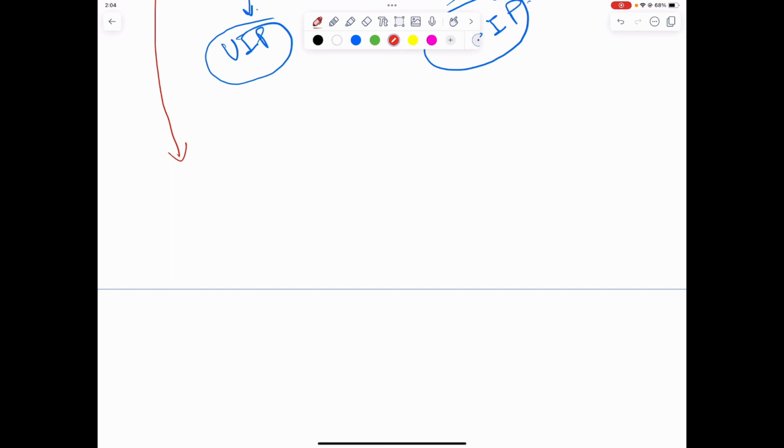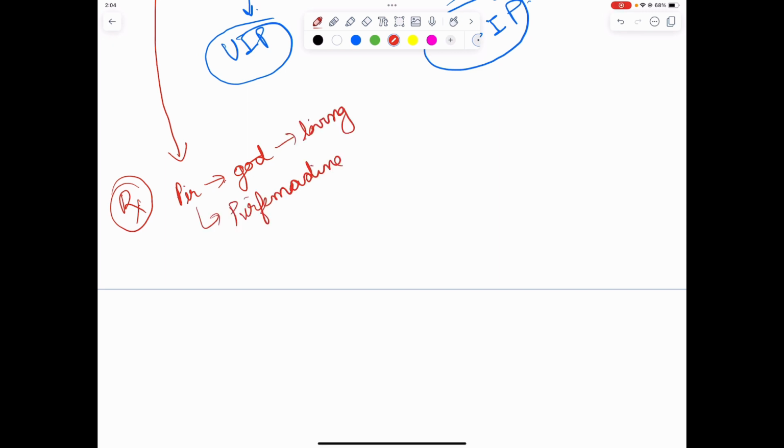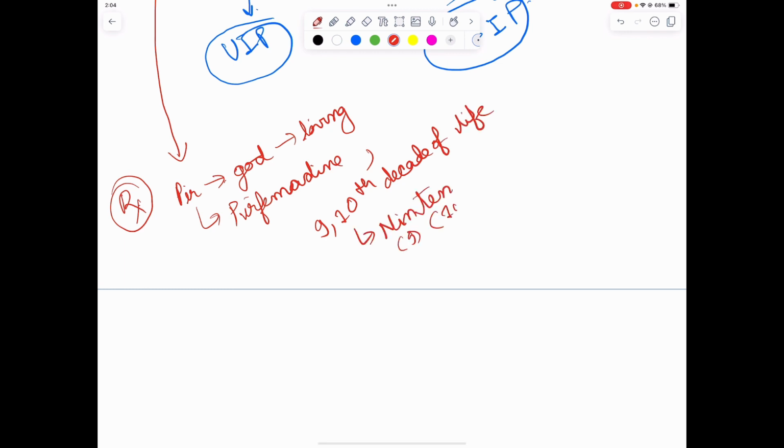So how can you remember the drugs that are used in this? Remember pir. If you have studied Sufi or heard about songs in Sufi, pir means God, so pirfenidone, so God loving. So remember the elderly are God loving and they are in the 9th and 10th decade of life.